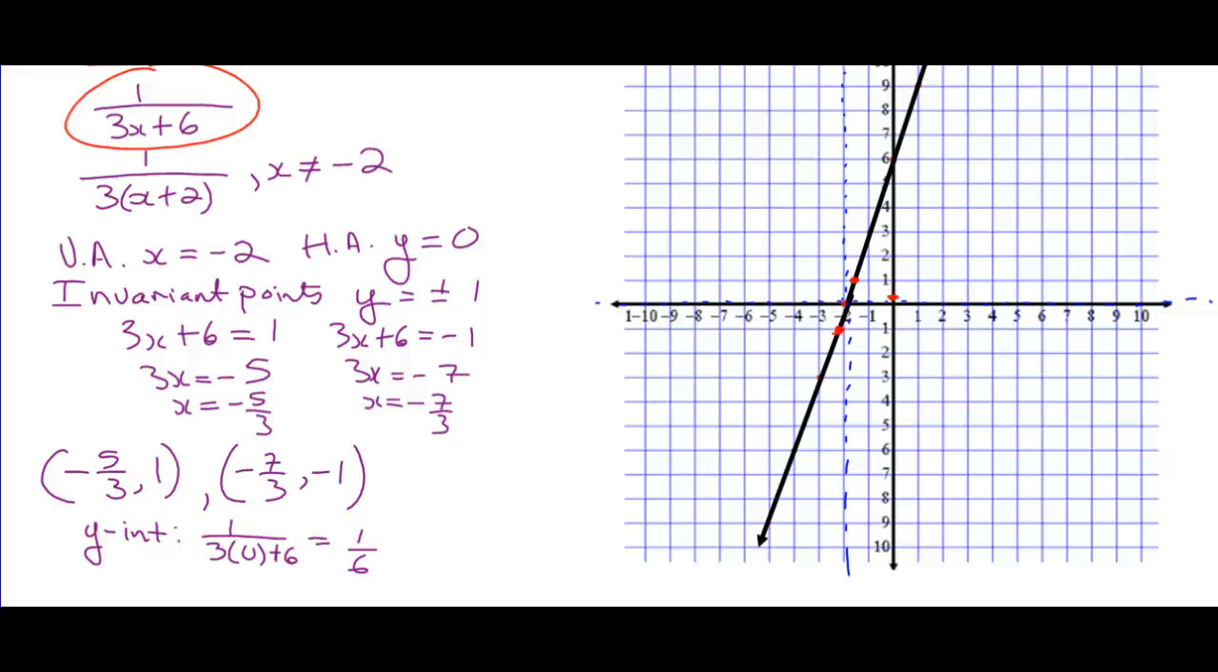Remember, the y-intercept, when we talk about it, is just a number. The coordinates of the y-intercept are (0, 1/6), but we don't talk about that. When we talk intercepts, we're just talking numbers, 1/6.